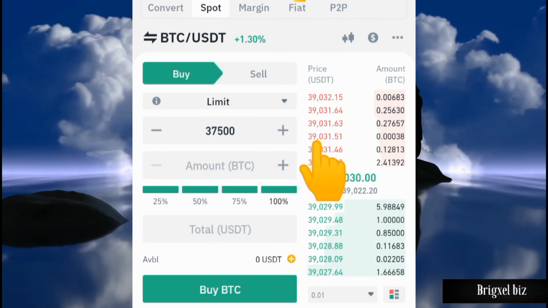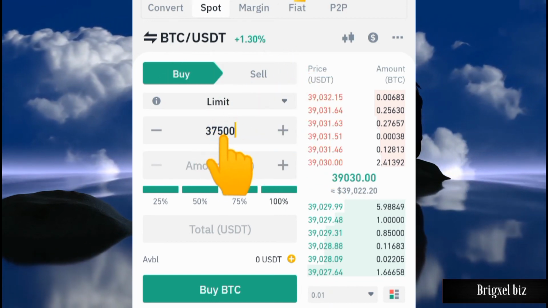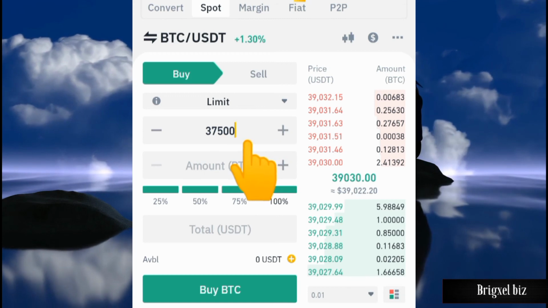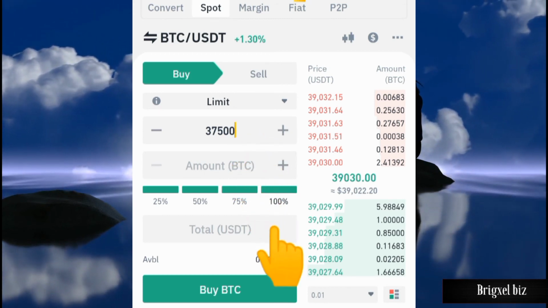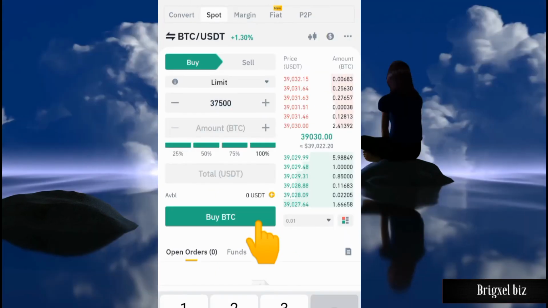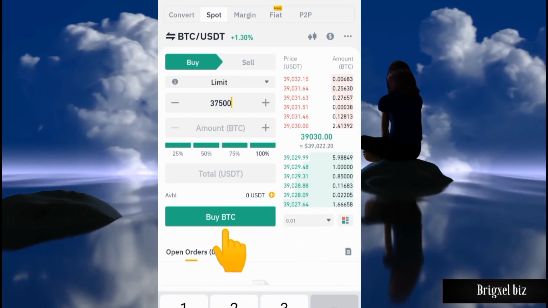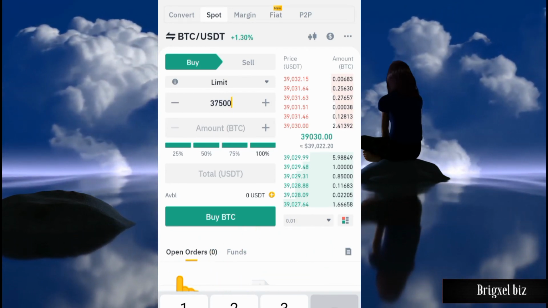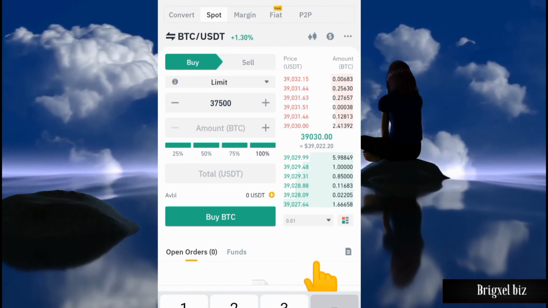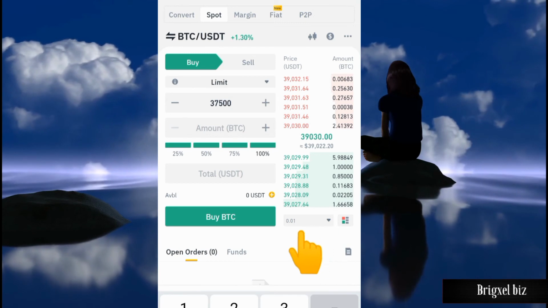Okay, so once it hits this, this is going to be filled. Your buy order is gonna be filled. So the next thing here would be to click buy BTC. Okay, and the order will be filled and displayed down here. You can see it here. It will be displayed here as an open order, because it is not filled yet. Once the price gets to this, it's going to be filled and it's going to be bought.